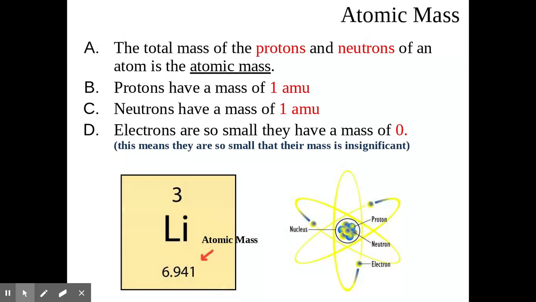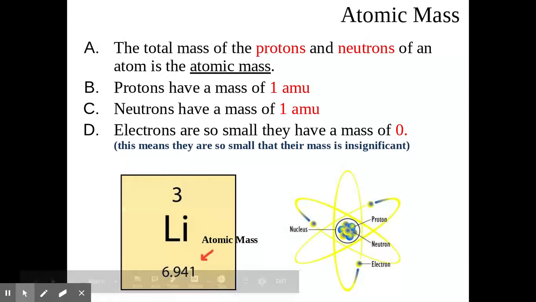Now we call the nucleus the atomic mass. So that's all of our protons and neutrons combined. We're going to say that protons have a mass of 1 and neutrons have a mass of 1. Electrons are so small, we're going to say they have a mass of 0. But they really have a mass, it's like 1 over 1840. It's a really, really tiny mass, so we don't even add it in because it's so tiny.